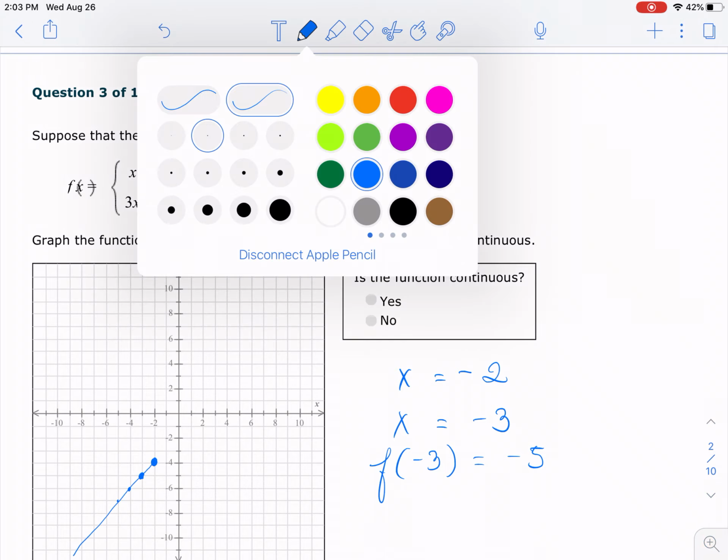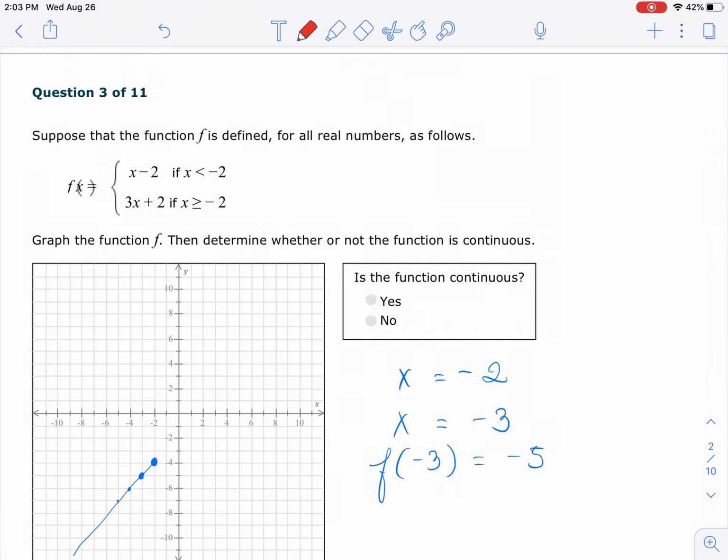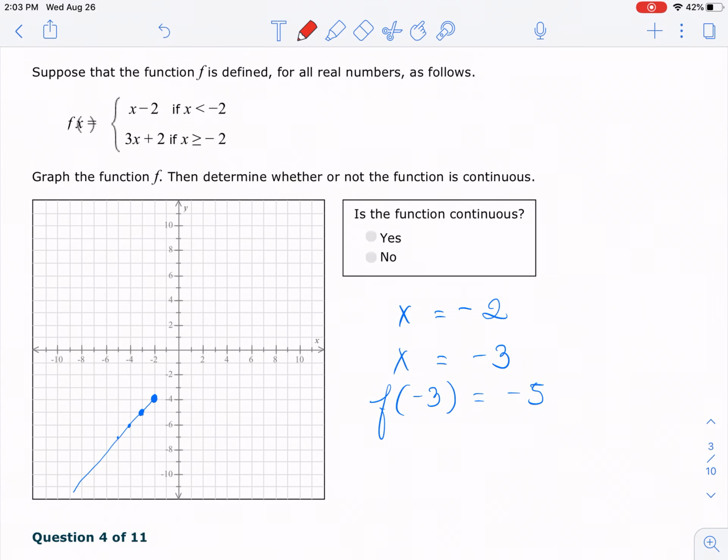Now for the other part, I'm going to plug in some point. I'm going to have x equals negative 1. So f of negative 1, we plug it in: negative 3 plus 2 is negative 1. So f of negative 1 is going to be negative 1 as well. So it's going to be right here.